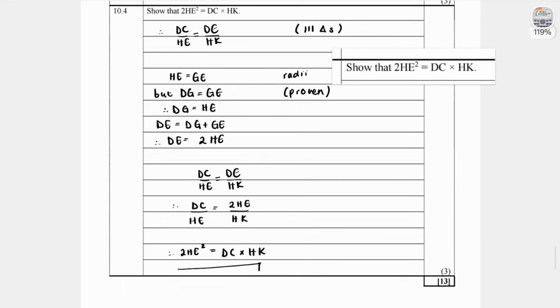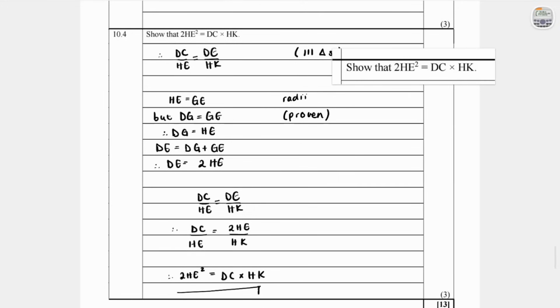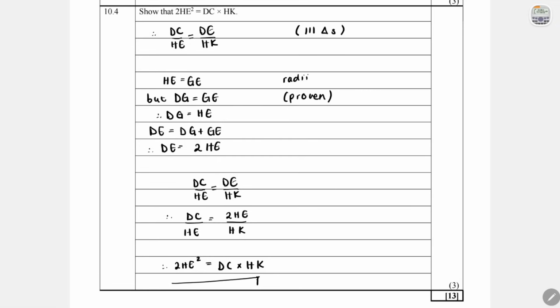And that is it for the Euclidean geometry section of this paper. And that is it for this paper. Okay, so that is the last question.